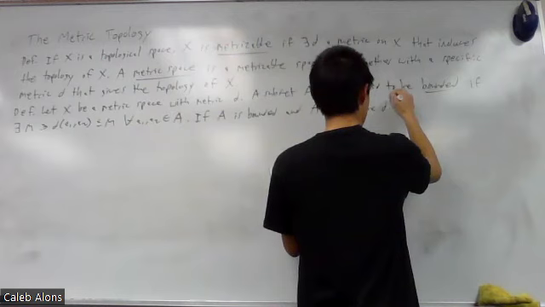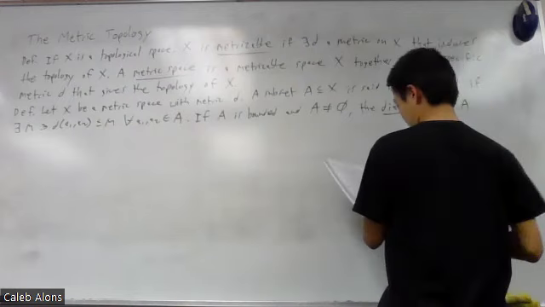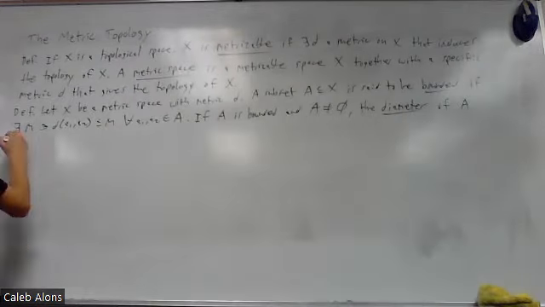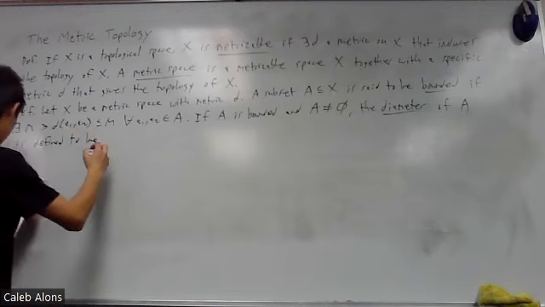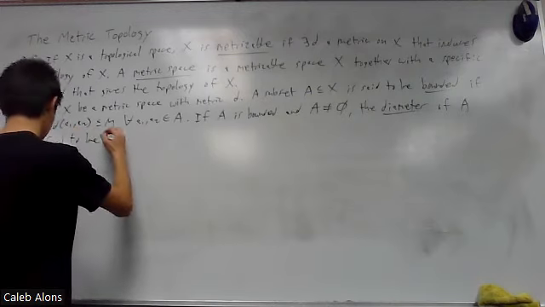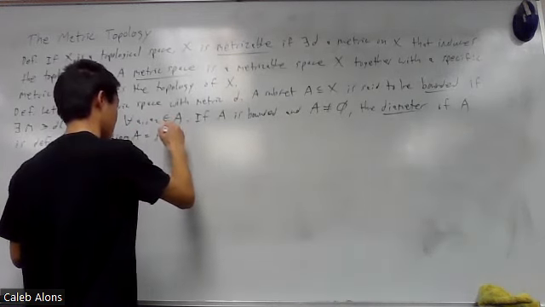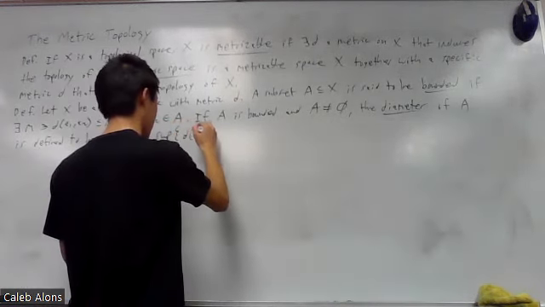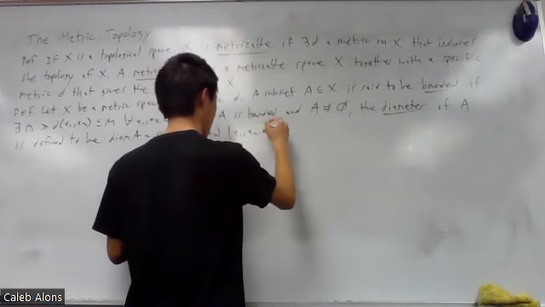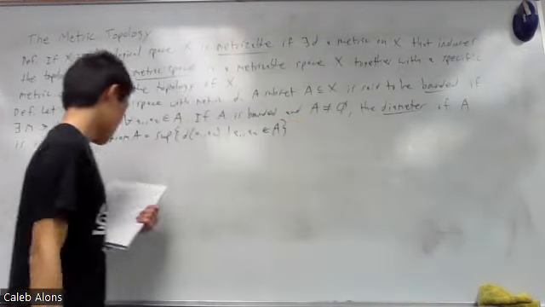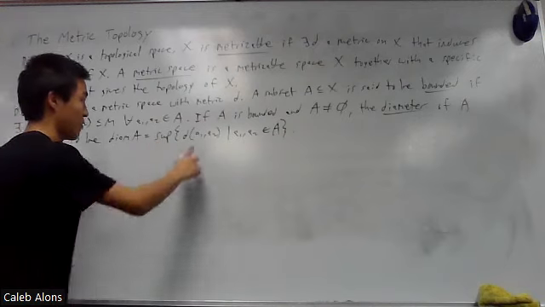then the diameter of the subset A is defined to be the supremum of all of the distances d(A1, A2) for A1 and A2 in the subset A. So the supremum would be the lowest upper bound of all of the distances in the subset.